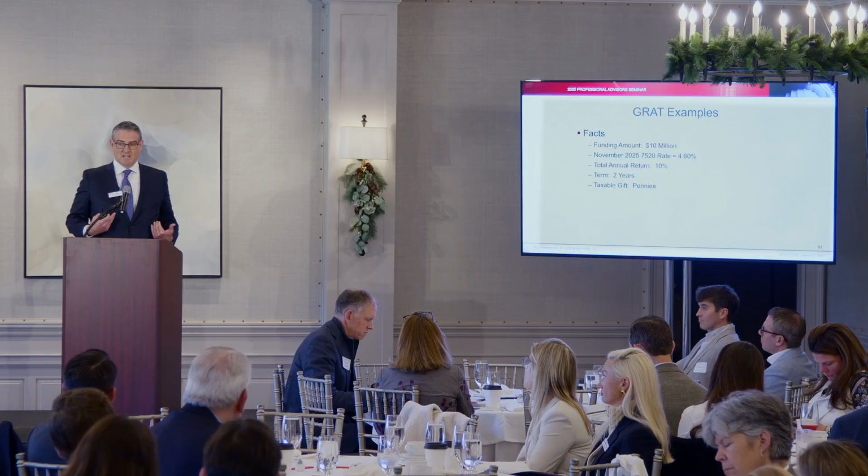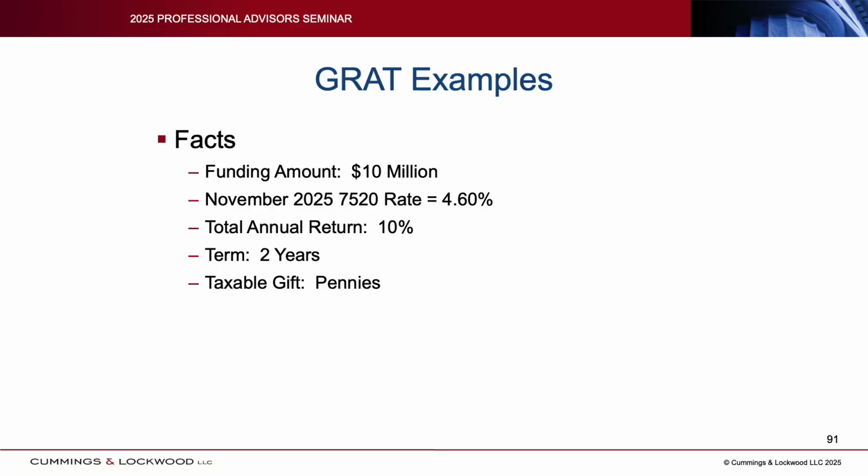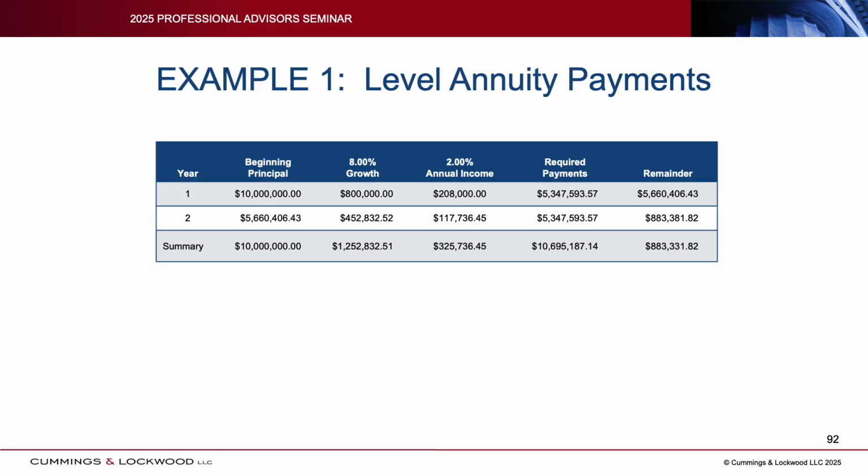At the end of year 1, we'll receive an annuity payment back. At the end of year 2, we'll receive the last one. Anything that's left over will pass to the GRAT remainder beneficiaries. If there's nothing left over, everything comes back to the grantor. There's a taxable gift calculation. It's less than $1. So even if you have no exemption left, you're not going to pay much in gift tax at all. So here's a basic GRAT example, level payments.